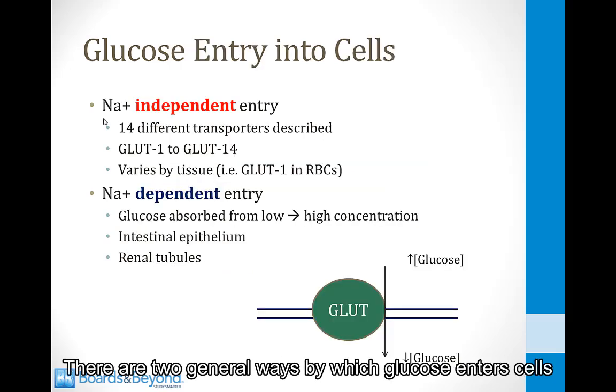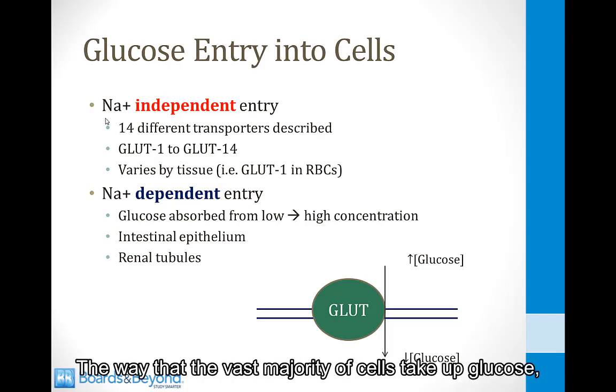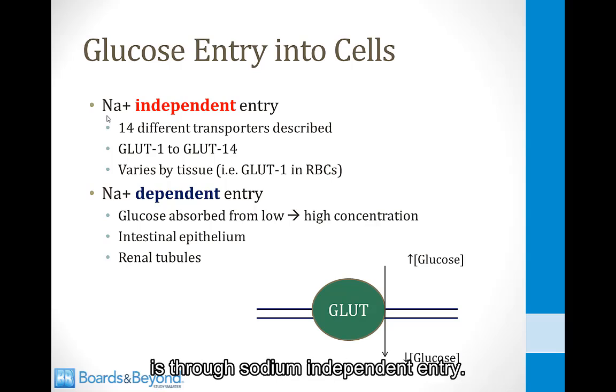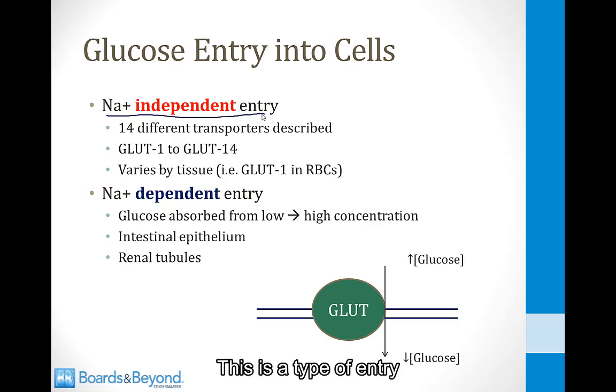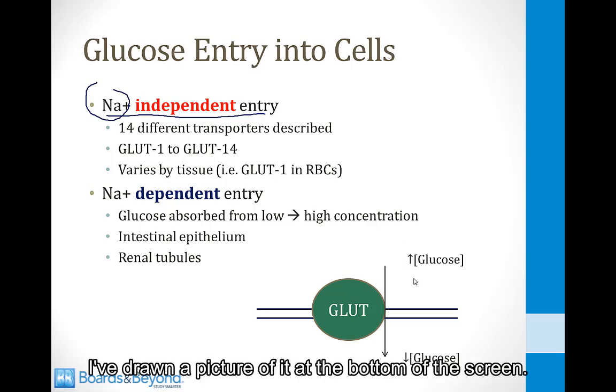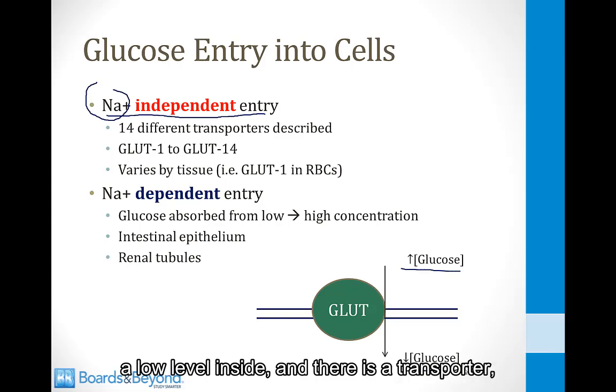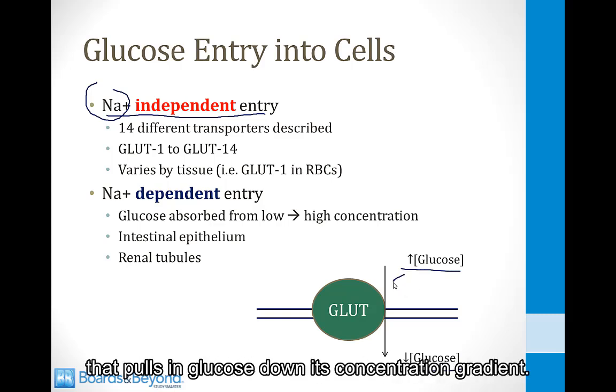There are 2 general ways by which glucose enters cells in the body for metabolism. The way that the vast majority of cells take up glucose is through sodium-independent entry. This is a type of entry that does not require sodium cotransport. I've drawn a picture of it at the bottom of the screen. There's a high level of glucose outside the cell, a low level inside, and there is a transporter that pulls in glucose down its concentration gradient.